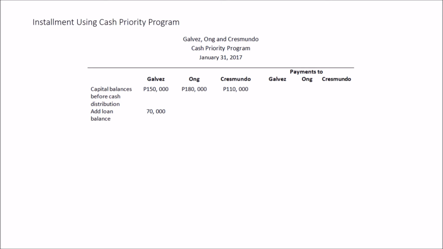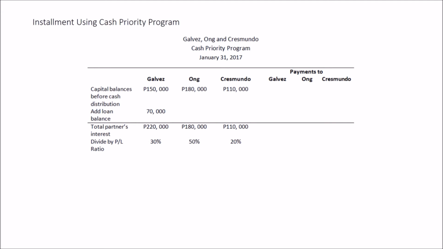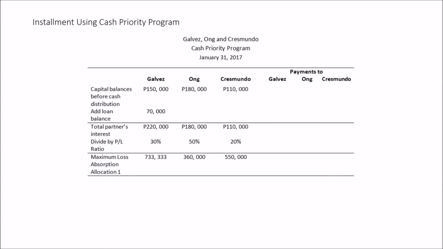Then we will arrive at the total partners' interest of 220,000 for Galvez, 180,000 for Ong, and 110,000 for Cresmundo. Then the total partners' interest is divided by the PL ratio of each partner to arrive at the maximum loss absorption of 733,333 for Galvez, 360,000 for Ong, and 550,000 for Cresmundo. Then we have the allocation 1.